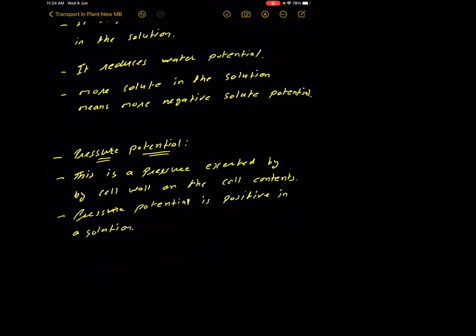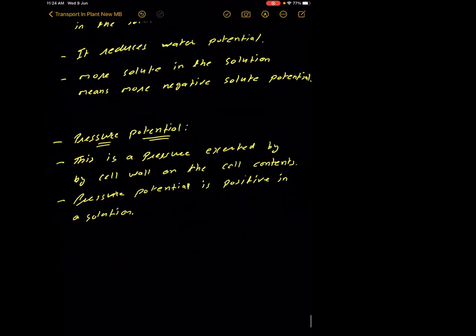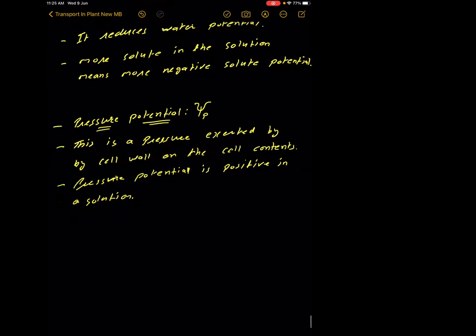If pressure is applied in pure water or solution, water potential generally increases, but that is not much important. Only the two points: the pressure exerted by the wall on the cellular content, and pressure potential is positive in a solution. It represents turgor pressure and wall pressure both. Already we have done turgor pressure and wall pressure, so it represents that.